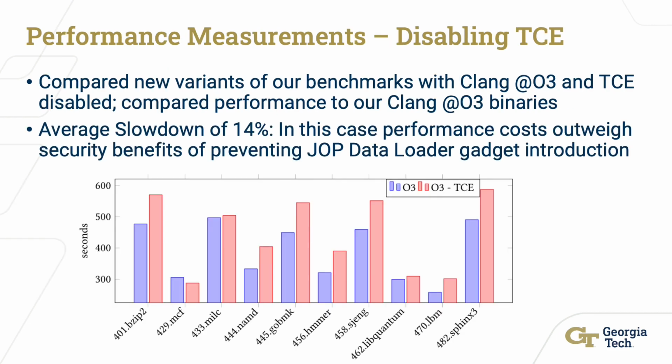To assess our mitigation strategy for special purpose gadgets that are explicitly introduced by optimizations, in this case Clang's TCE optimization, we evaluated the performance impact of disabling this optimization. We observed a striking 14% average slowdown for binaries with TCE disabled produced by Clang, and ultimately this performance impact outweighs the security benefits of preventing JOP data loader gadgets from being introduced into programs.